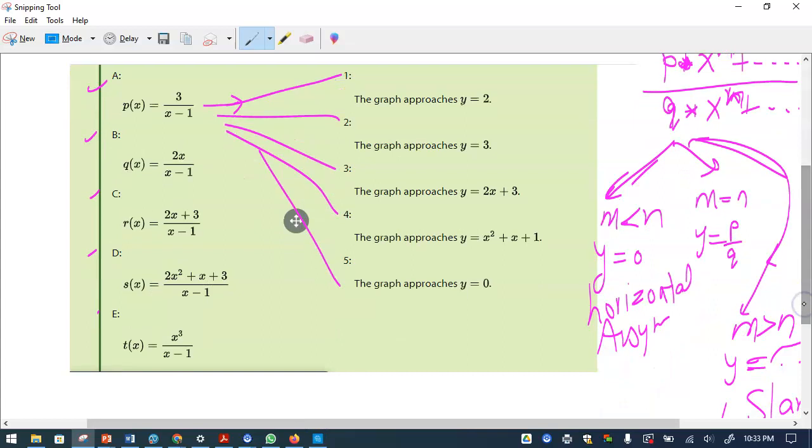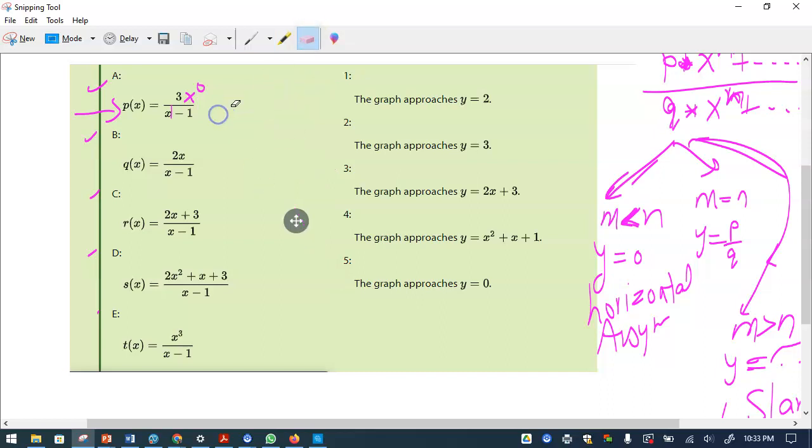If you see here, there's no x in the numerator. It means the top one is x raised to 0 and the bottom one is 1. So the bottom one has the higher degree, so straight away y equals 0.